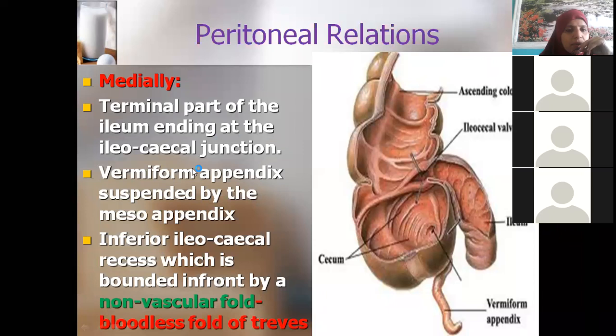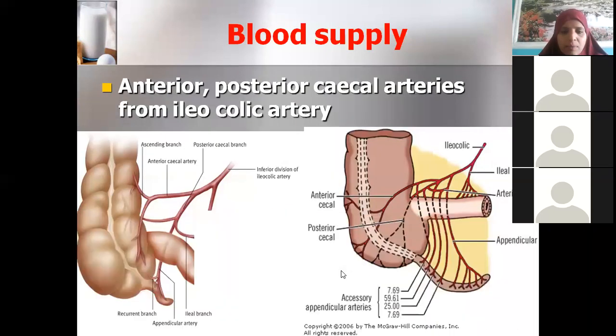So that is, you are finding the opening. Just a minute. Can you see the slide on the screen? Yes. Blood supply is seen.